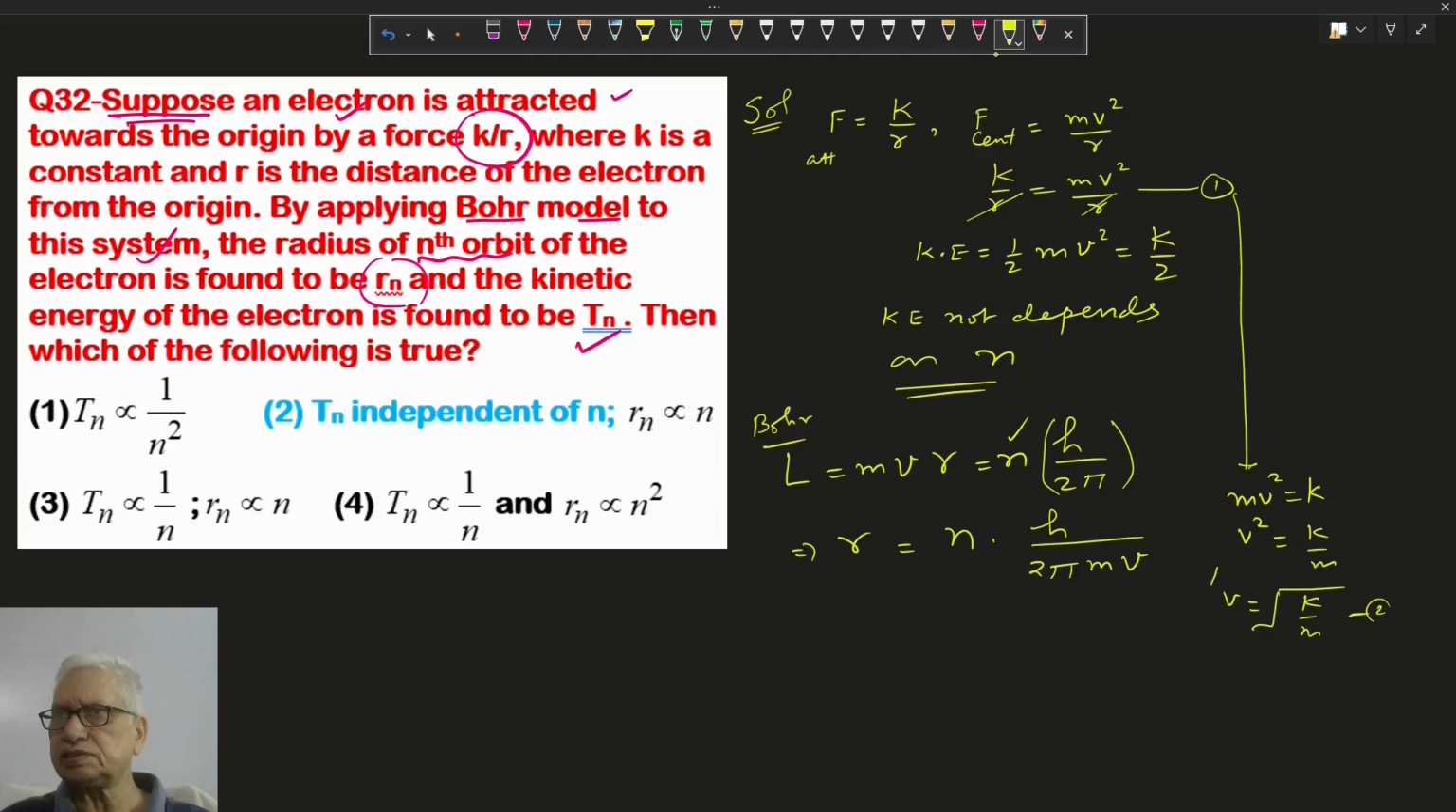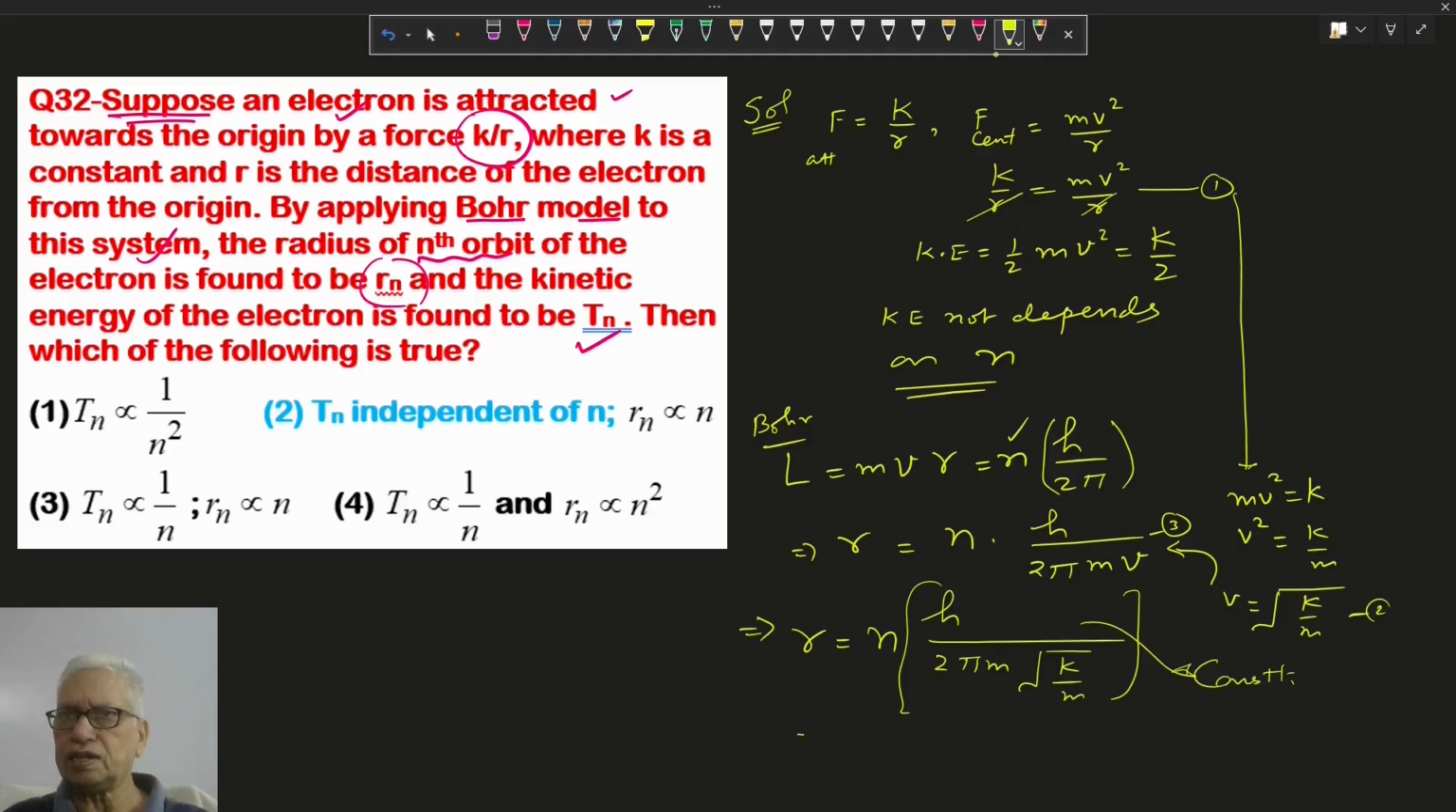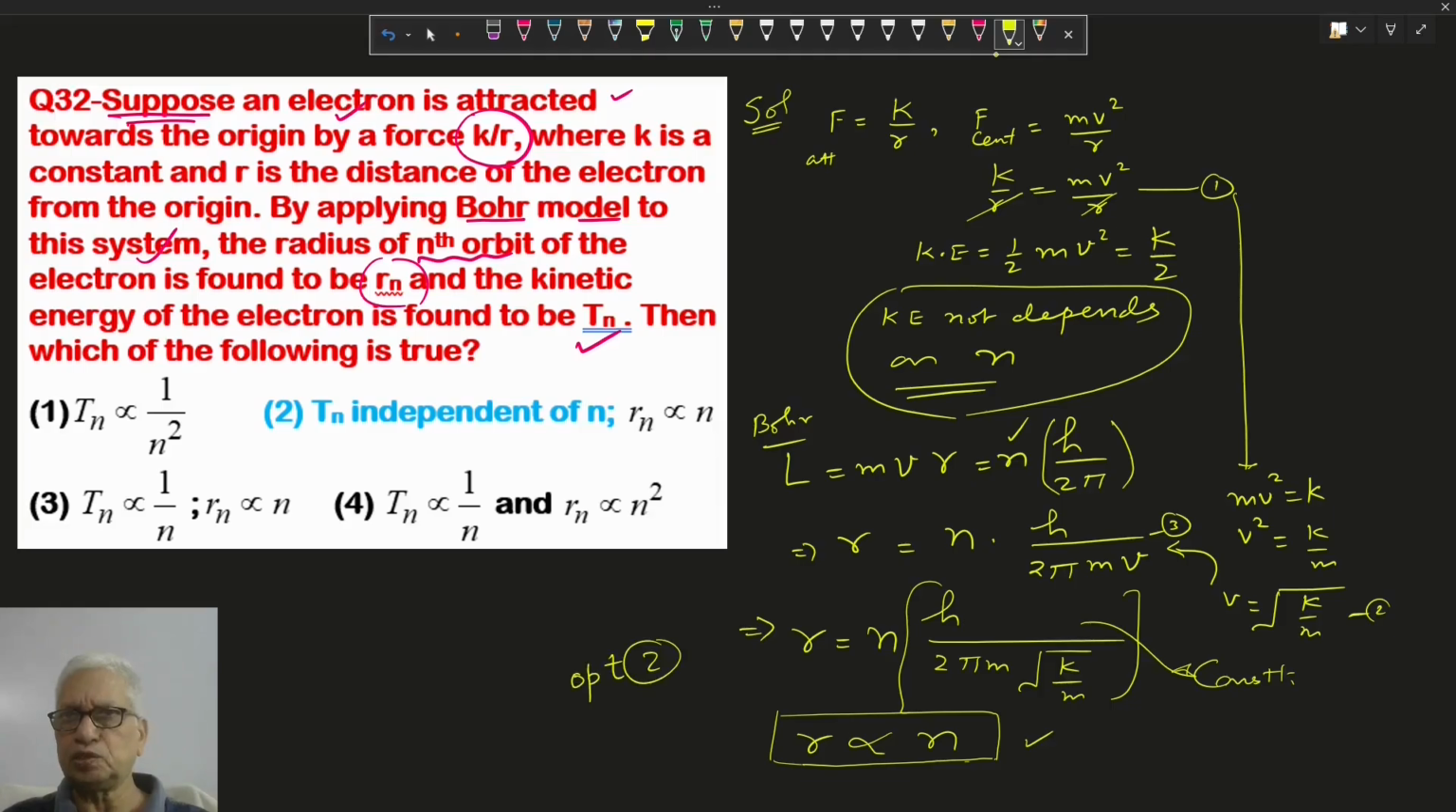We are putting this in this equation, suppose 3. So R equals n h upon pi m, and v is under root k by m. Here the quantity inside the bracket is a constant quantity. It means R is directly proportional to n. Using this result, radius is directly proportional to n, and kinetic energy does not depend on n. So considering both these results, you can say option 2 is correct.